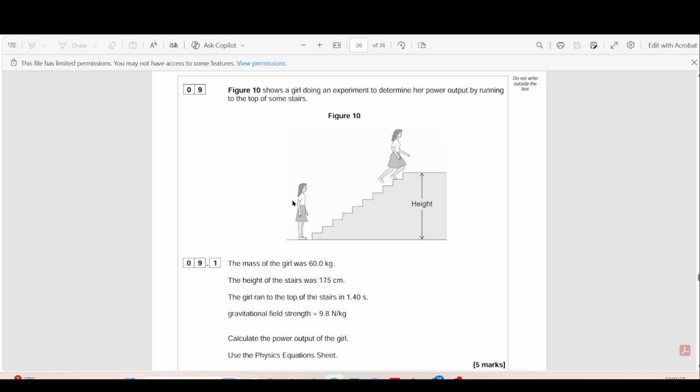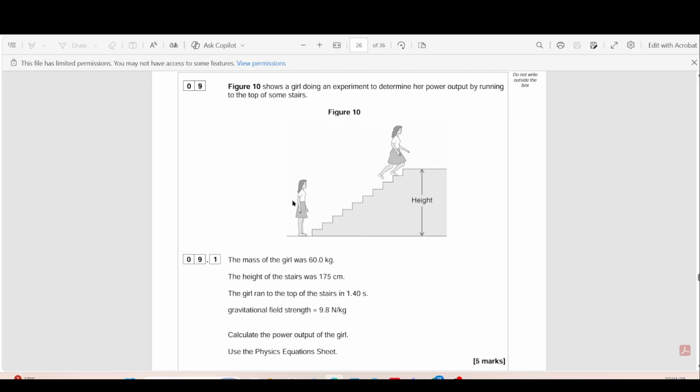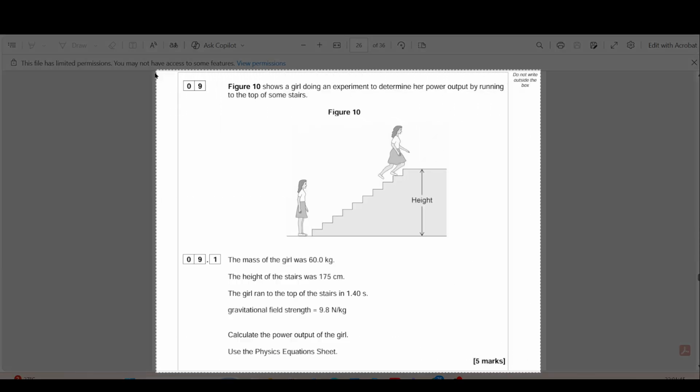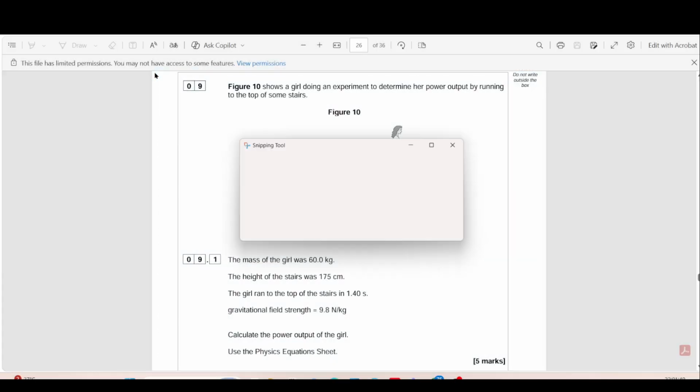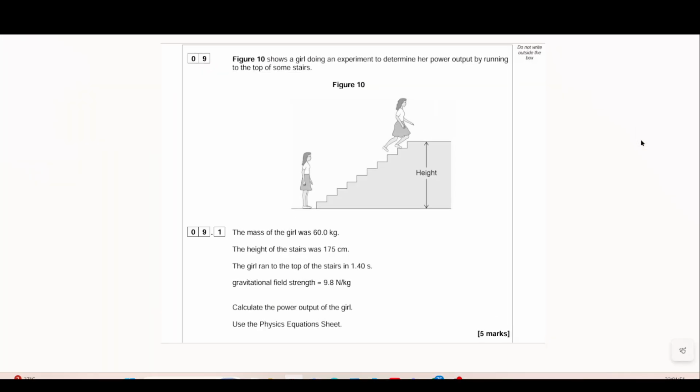Figure 10 shows a girl doing an experiment to determine her power output running to the top of some stairs. The mass of the girl was 60 kilograms. The height of the stairs was 175 centimeters. The girl ran to the top of the stairs in 1.4 seconds. Gravitational field strength equals 9.8 newtons per kilogram. Calculate the power output of the girl using mass, height, time, and gravitational field strength.